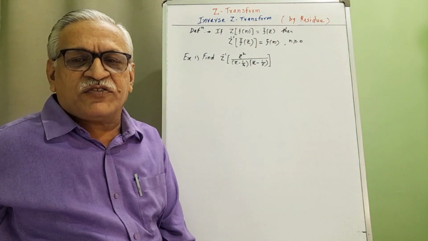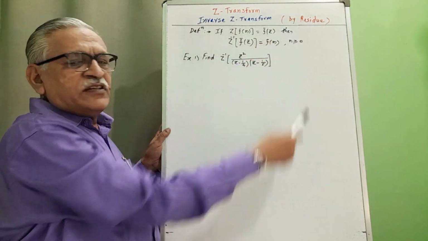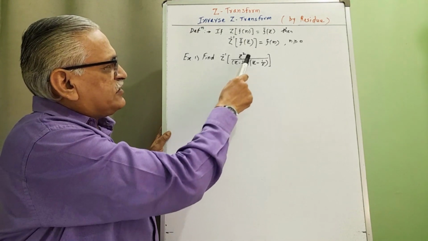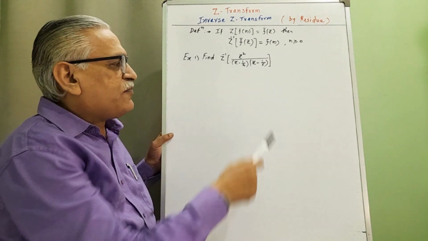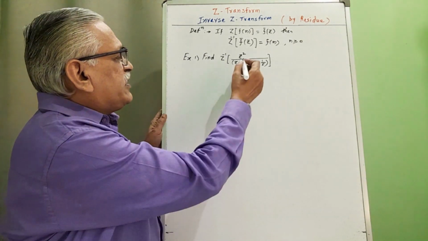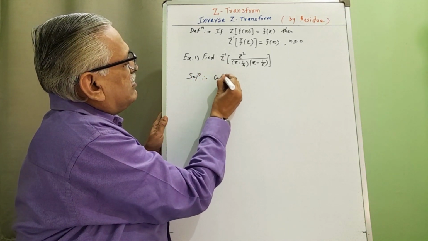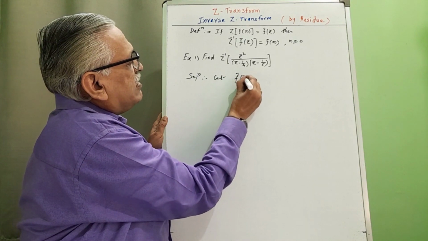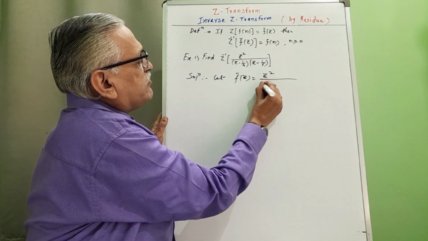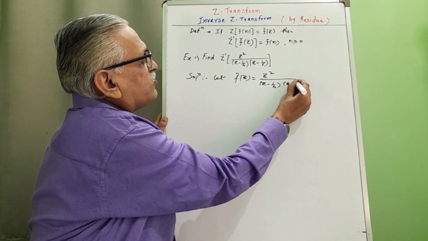In this video, I am going to discuss two simple problems on how to find inverse Z transform using a residue technique. The first one: find the inverse Z transform of z square divided by z minus 1 by 4 into z minus 1 by 5. To determine its inverse Z transform, let's consider f bar of z as z square divided by z minus 1 by 4 into z minus 1 by 5.